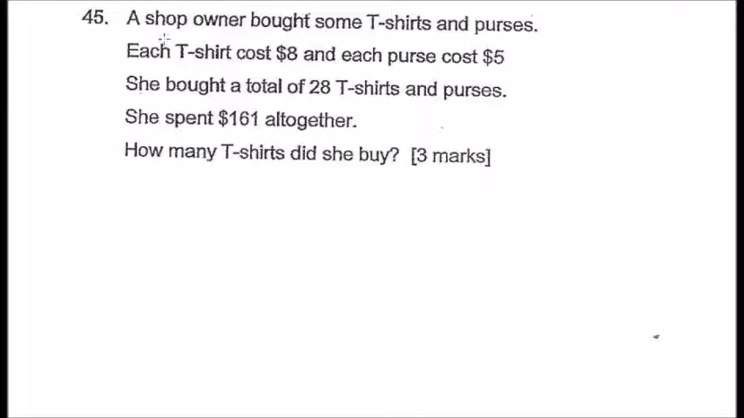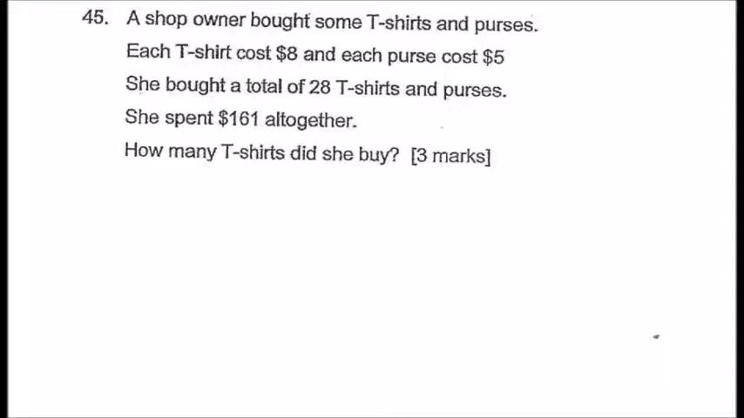Okay, question 45. A shop owner bought some t-shirts and purses. Each t-shirt cost $8 and each purse cost $5. She bought a total of 28 t-shirts and purses. She spent $161 altogether. So how many t-shirts did she buy?